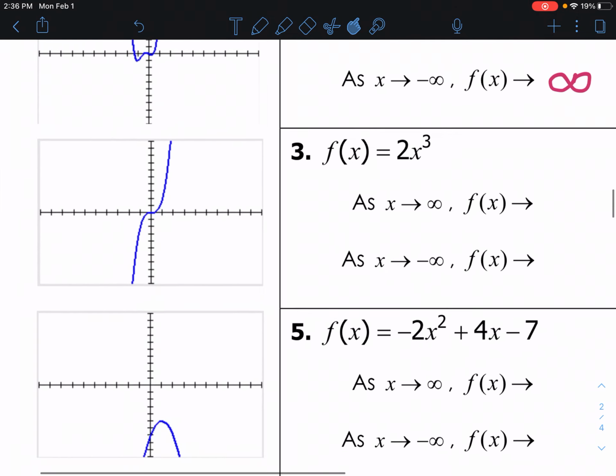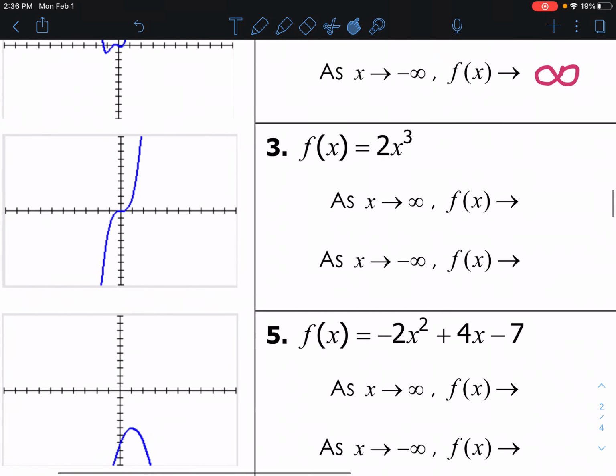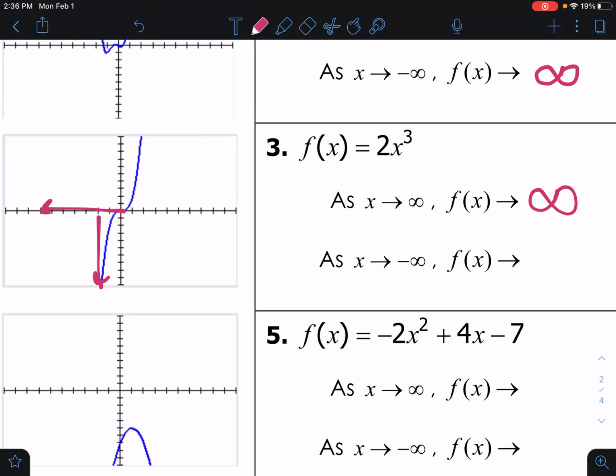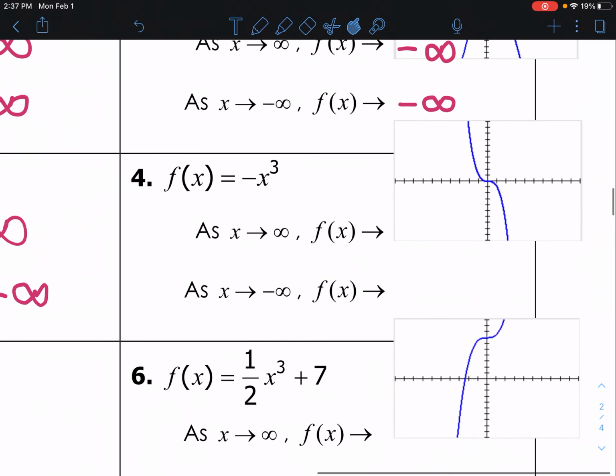All right, so as x approaches infinity, going this way, what's happening with f of x? It's going up. So this would be towards positive infinity. All right, cool. How about this one? As x approaches negative infinity, what's happening? This is also going towards negative infinity, right? Okay, cool. We did that end behavior.